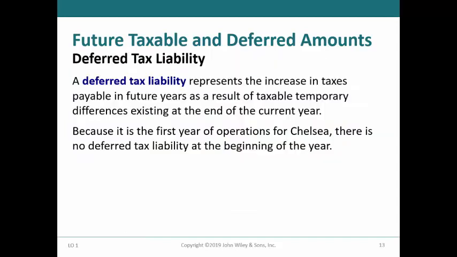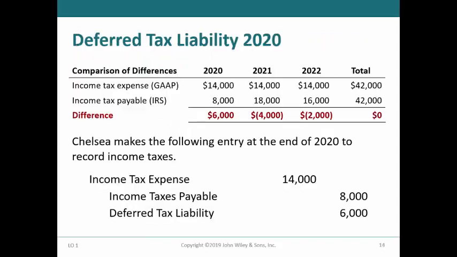A deferred tax liability will represent the increase in taxes payable in future years as a result of taxable temporary differences existing at the end of the current year. Because this is the first year of operation for Chelsea, they had no previous deferred tax liabilities. So the deferred tax liability they will report for 2020 will be the $6,000.